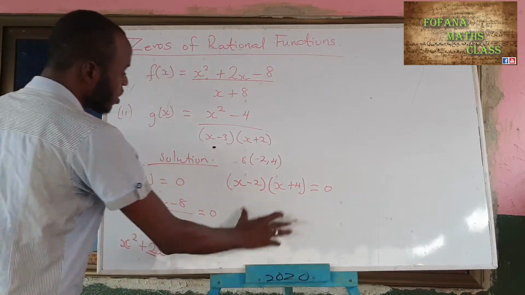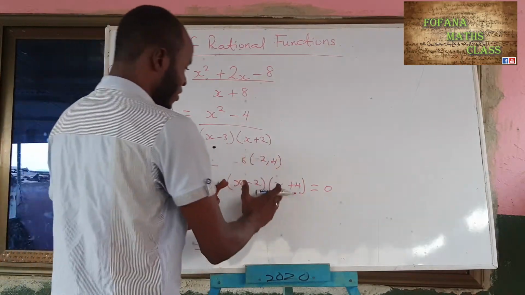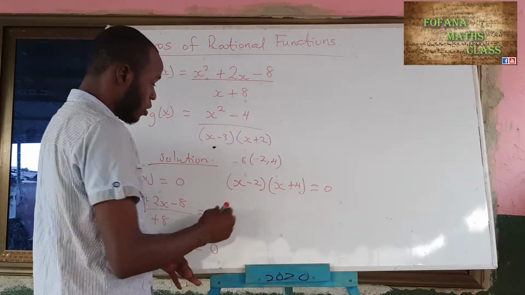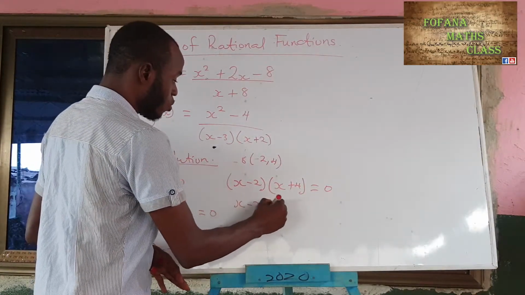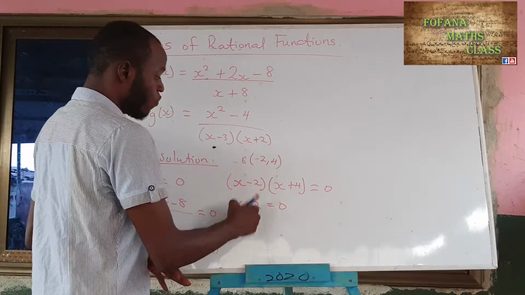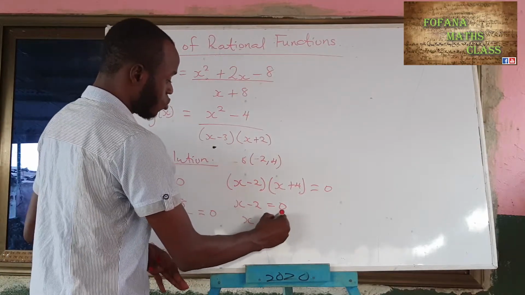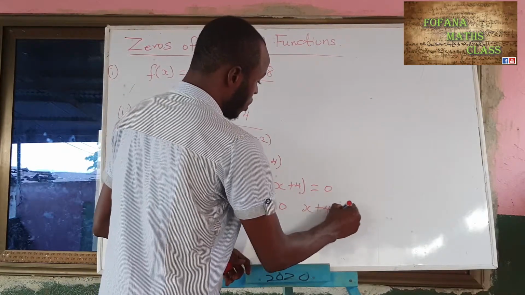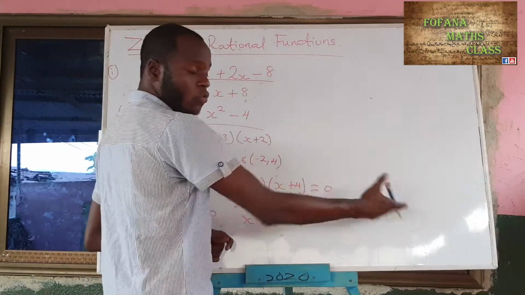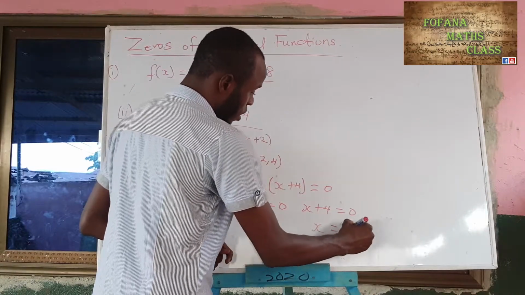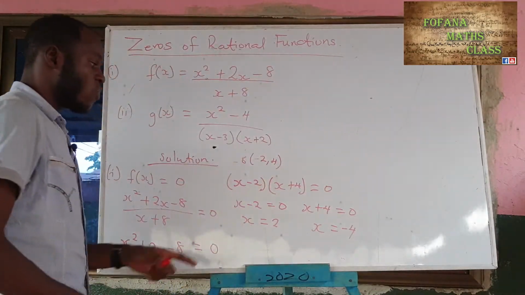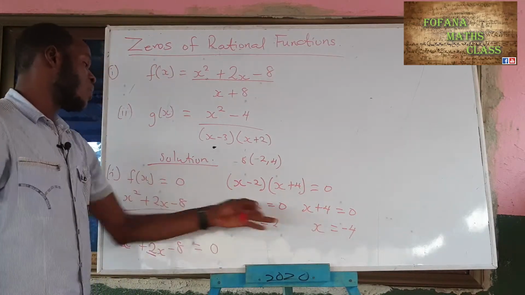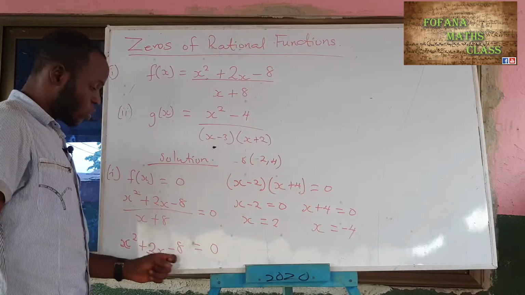Okay, so after equating them to 0, we can now pick each of the factors and equate them to 0. So we have x minus 2 equal to 0. When we move 2 to the other side, we get x equal to 2. On this side too, we have x plus 4 equal to 0. When we move 4 to the other side to make x the subject, we have x equal to minus 4. So these two answers for x are the solution for this quadratic equation.